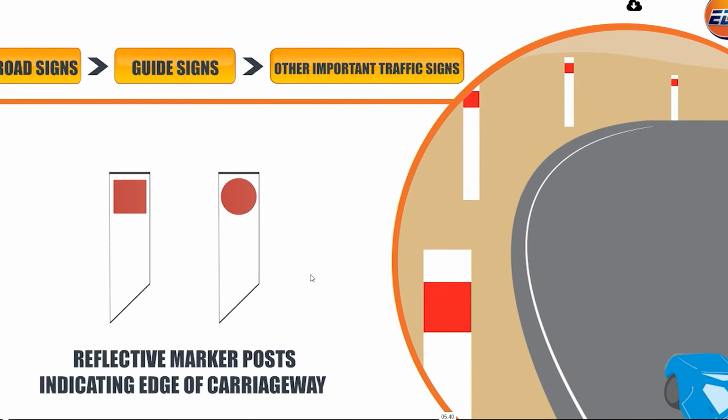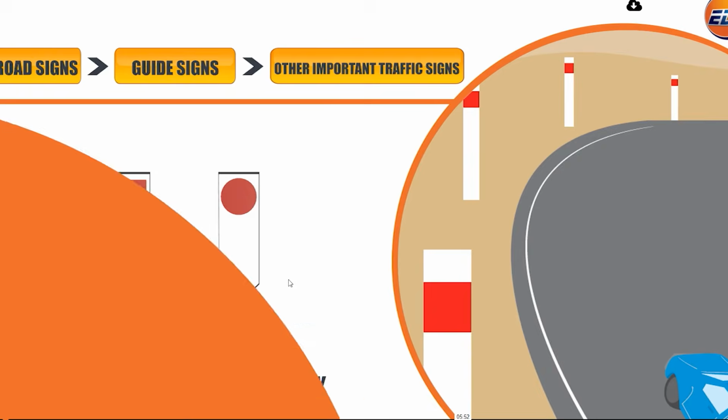Reflective marker posts indicating edge of carriageway. These reflective marker signs alert motorists about the edge of the carriageway. It is commonly found on curves, bends, and diversions.